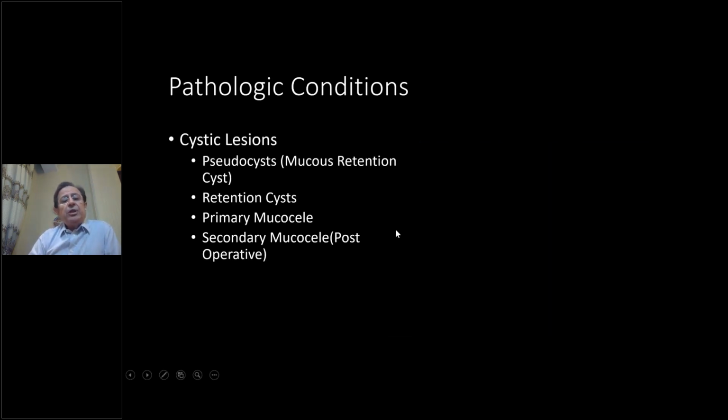Another pathologic condition of the sinus is cystic lesion. The first and more common is pseudocyst. It's a mucous retention cyst.